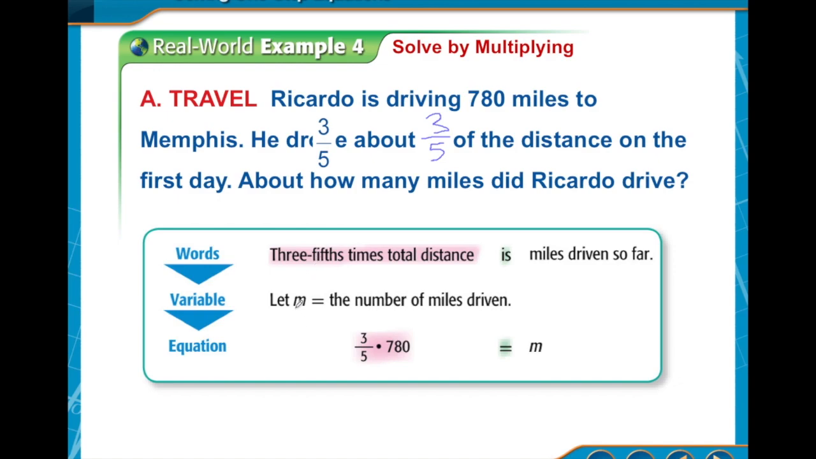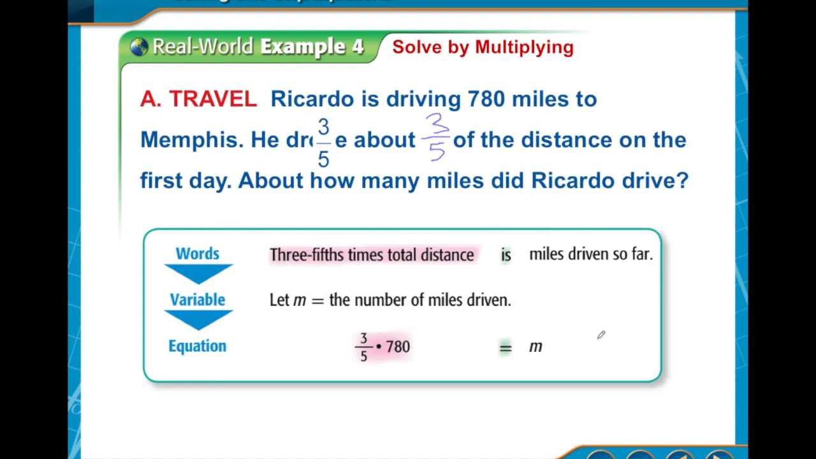If we use m to be our variable for miles, our equation must be our 3/5 number times the total number of miles will give us what that m value is, the total miles that he drove. So in words, we said 3/5 times the total distance is the miles he's driven. We know is means equals. Miles is m, we don't know. 3/5 is just a number. Times means multiply. And our total distance is 780.